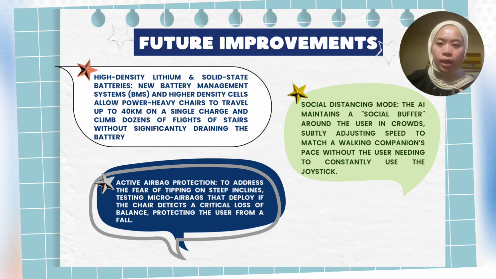And lastly is active airbag protection. This is to address people who have a fear of tipping on steep inclines. So this involves testing micro airbags that deploy if the chair detects a critical loss of balance, to protect the user from a fall.